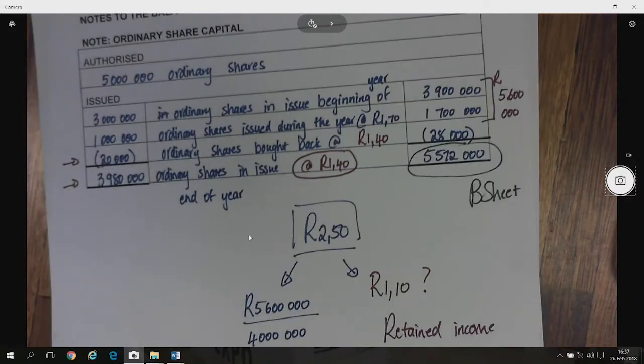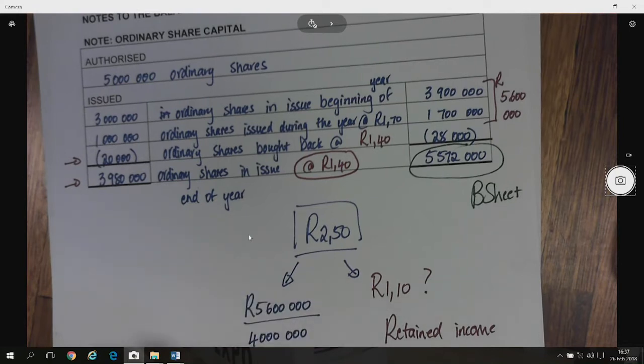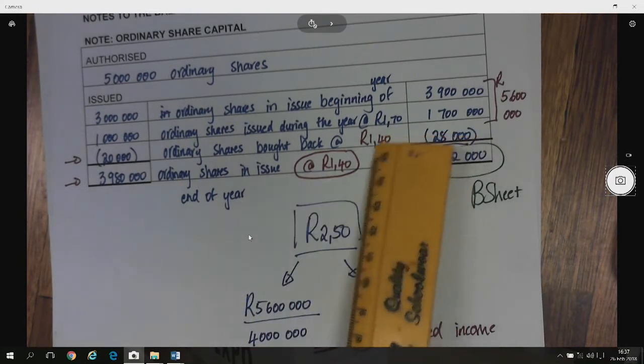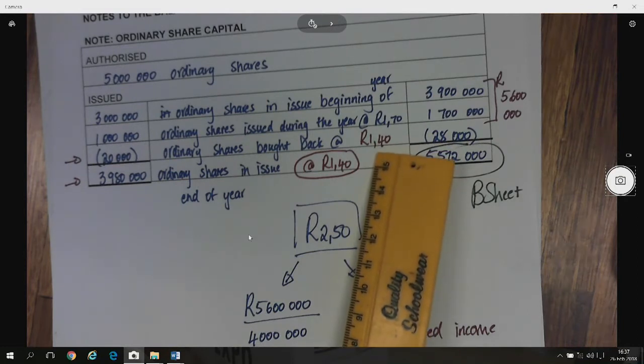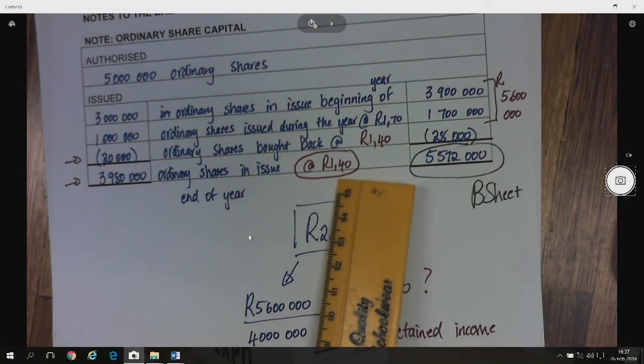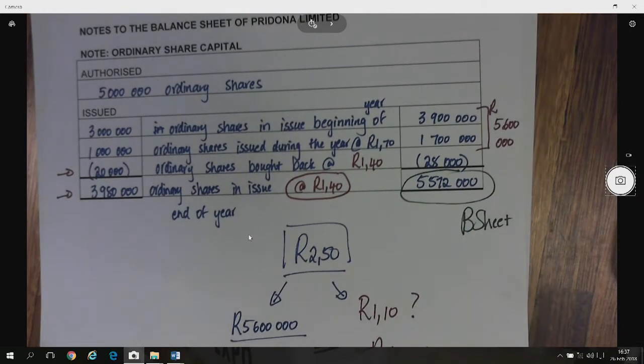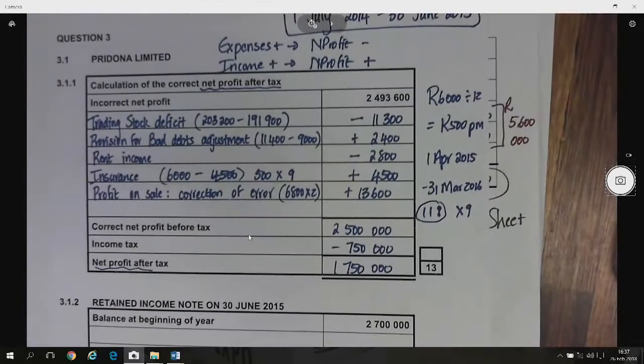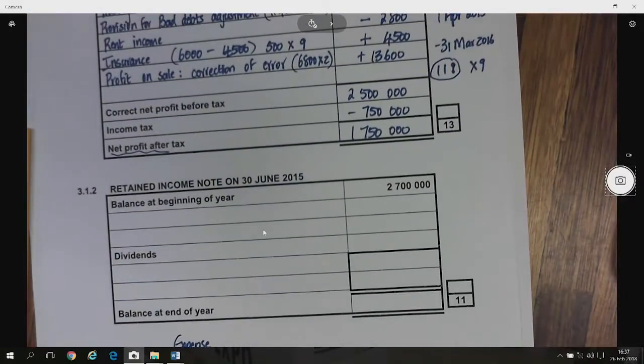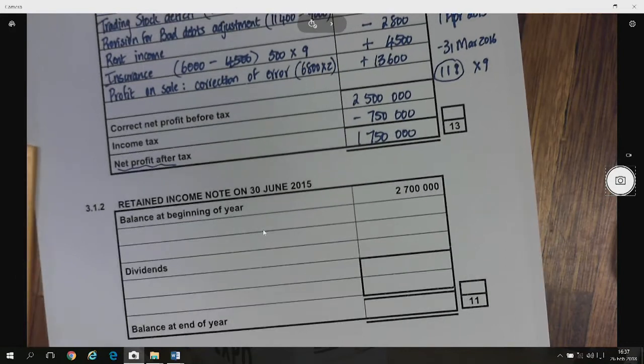Okay, so the next one that I'm going to do is a little bit more challenging, but I just want to show you that whatever amount is your average price, your end balance will also be there at average price if your last action was to buy back shares. We are going to do the retained income note. The 2,700,000 was given to us. Make sure that you know the note.